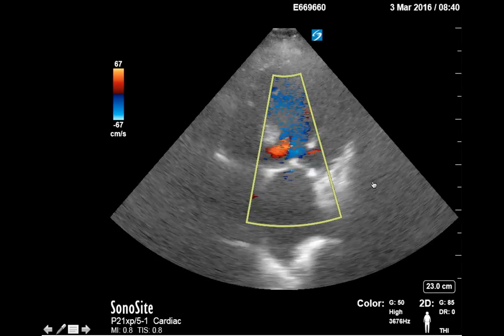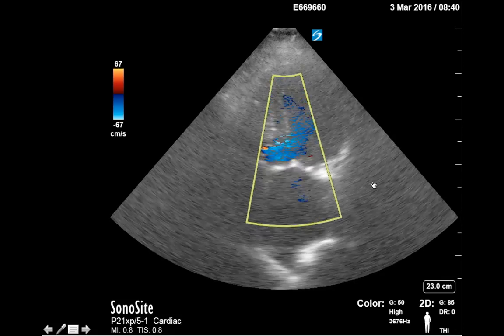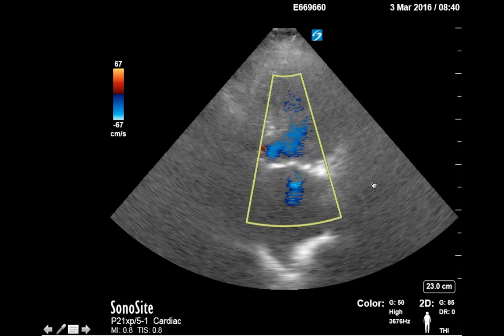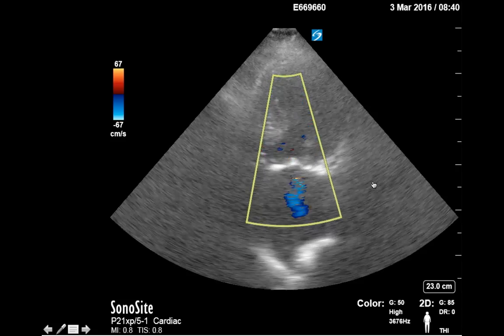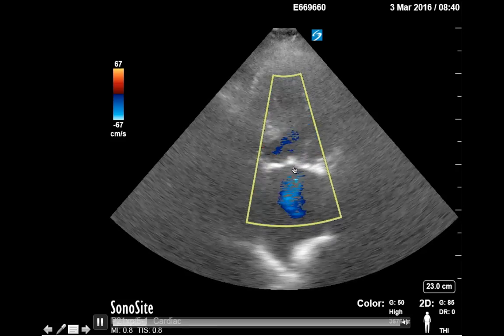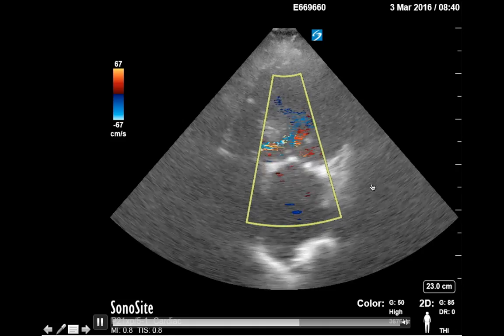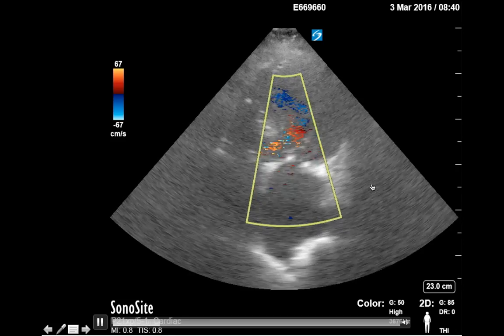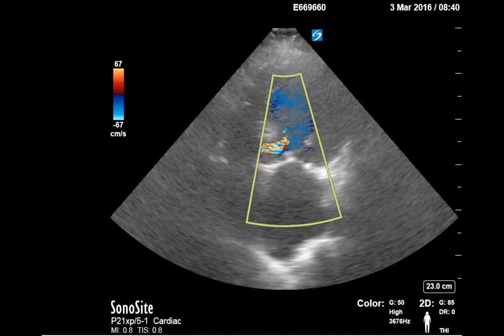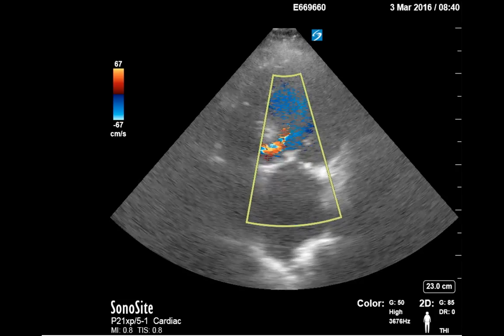This is an apical 4-chamber view using color flow, and you can see that during ventricular systole, there is a jet that enters into the left atrium. Right there. This is inappropriate and represents mitral regurgitation. It is mild mitral regurgitation.